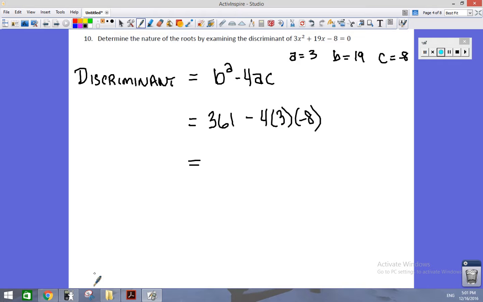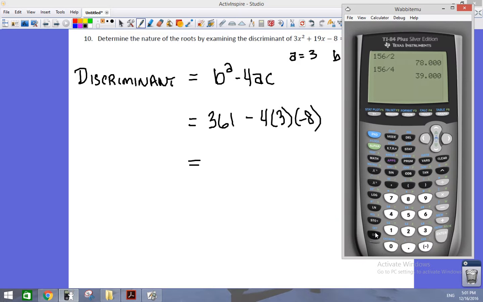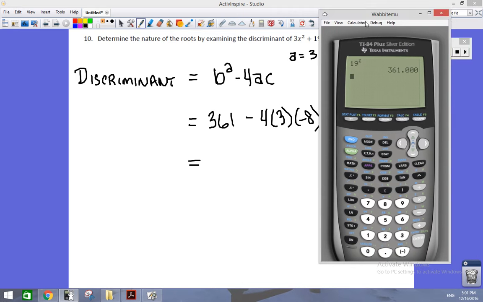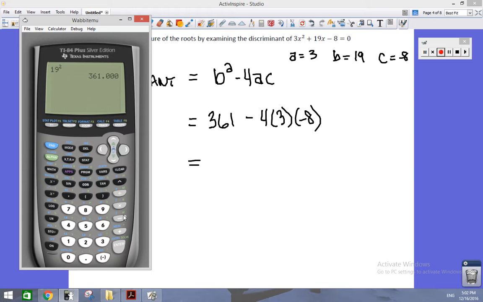So let's jump to a calculator and make sure that I'm not making any silly mistakes here. 19 squared is 361. And then the double negative there plus whatever 12 times 8 is, plus 12 times 8, and 457. Now, 457, the discriminant is what's underneath that radical.